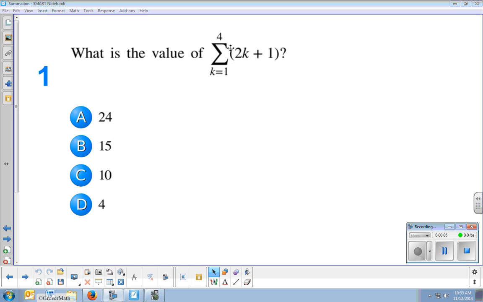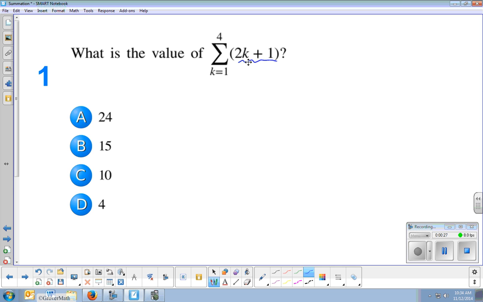So this capital weird looking E stands for the summation. I believe it is the sigma symbol, capital sigma. And it stands for the symbol summation. And basically, it's a process that we need to do. To the right of the summation, you'll have an expression, something like 2k plus 1.